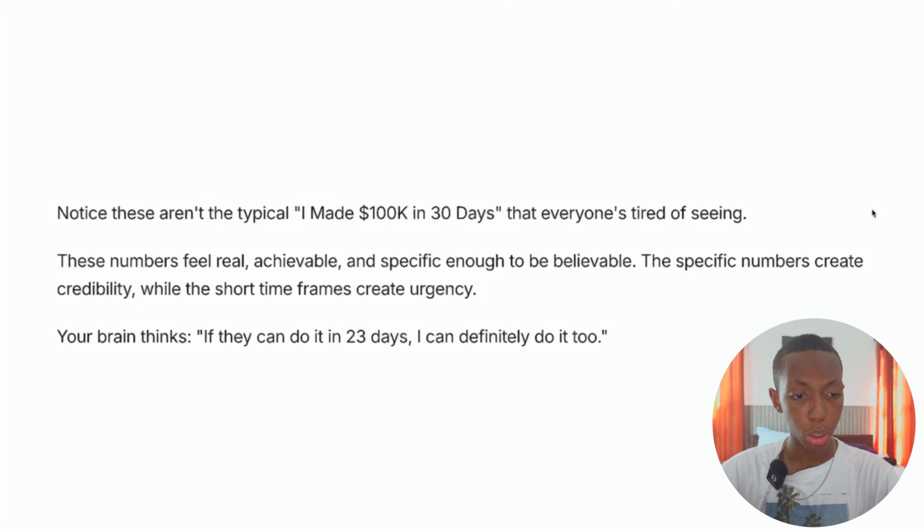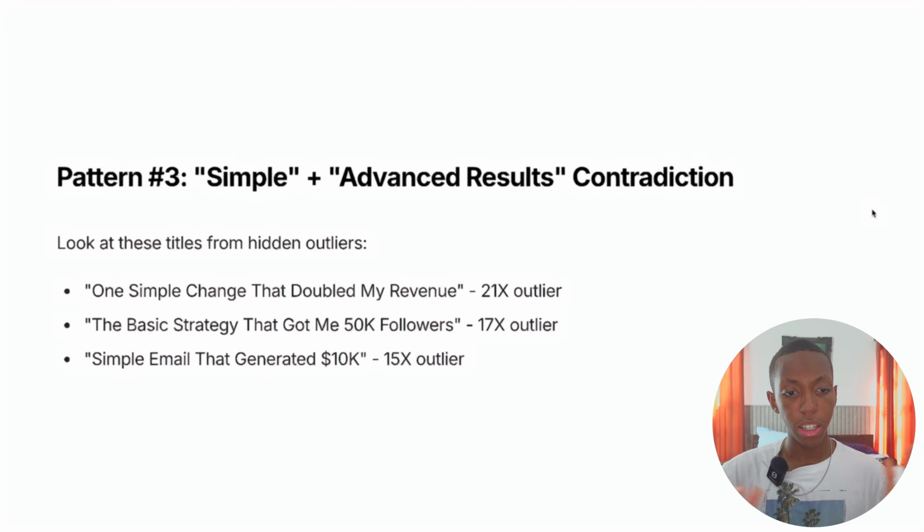And these specific numbers create credibility, while the short time frame creates urgency. So your brain thinks, if they can do it in 23 days, I can definitely do it too, because why not? Another pattern I've been seeing is a simple plus advanced result contradiction.